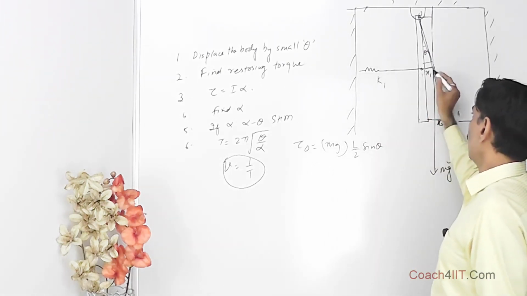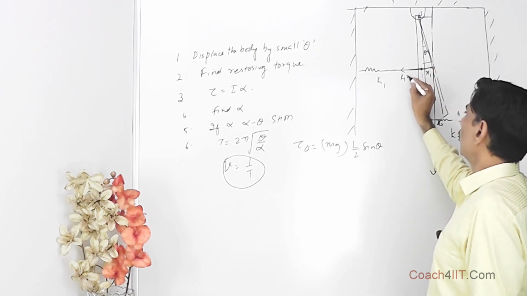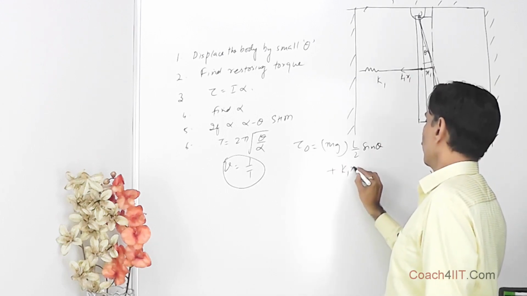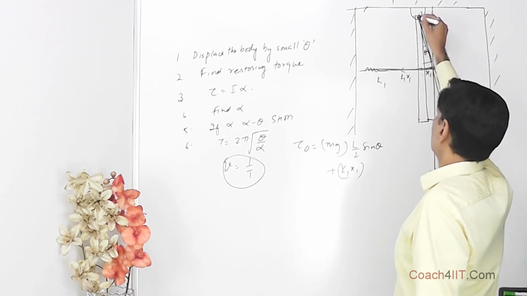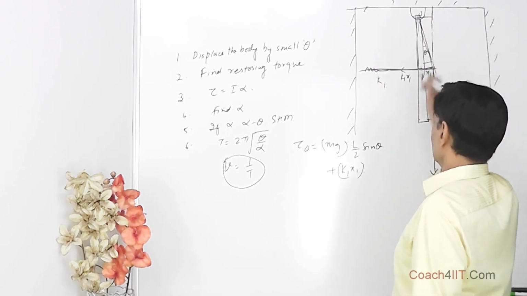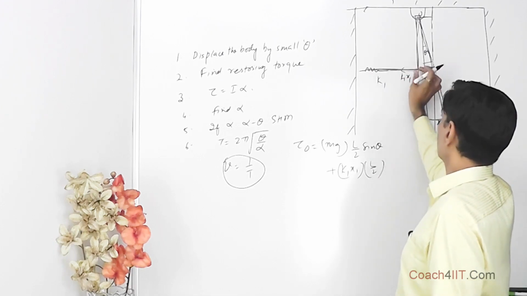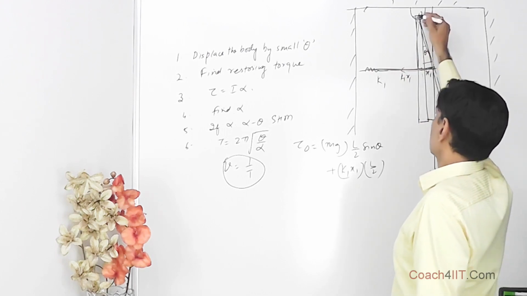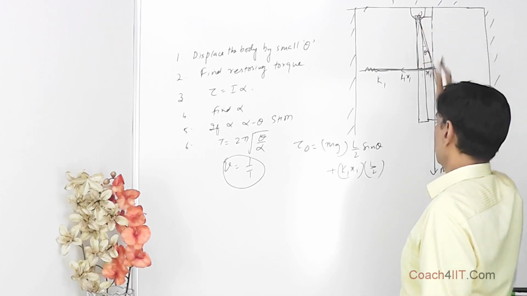Now the extension is x1, so the force which is generated is K1 into x1. The torque of this force, K1 x1, is force into the perpendicular distance between the line of force and the axis of rotation, and this distance is L by 2. Because of the extension there is some force, because of this force there is torque about O, and that is force into the perpendicular distance, which is L by 2.